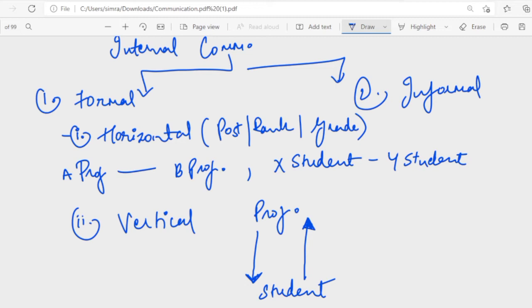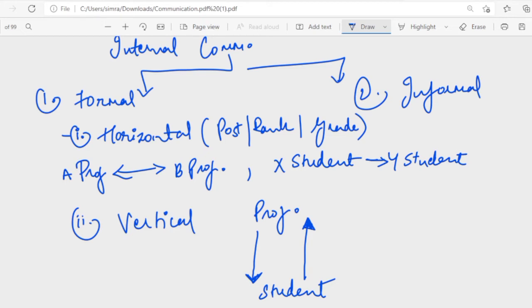In horizontal, how was the flow? And in vertical, how is the flow? Just take a look. In horizontal, it is from the same position, and in vertical, it is from a higher position or a senior position to a lower position, that is from senior to junior or junior to senior. That is vertical. I hope you are understanding what I am saying.